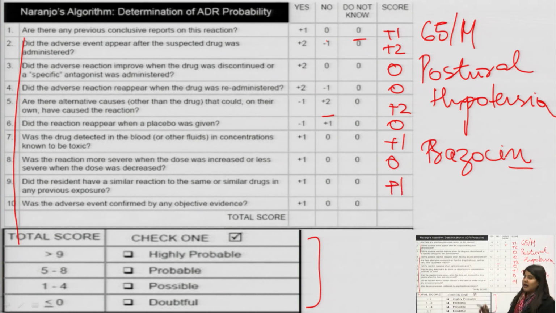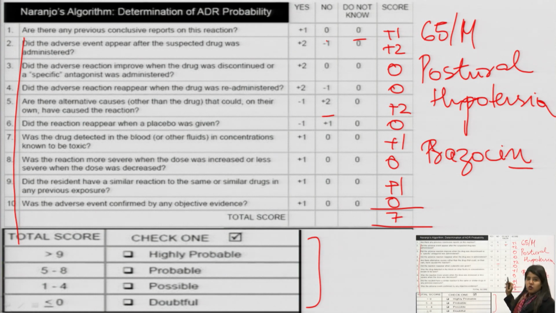Now moving on to the last question. Was the adverse event confirmed by any objective evidence? So I did not have any objective evidence, but I have this scale. So my answer is no, it was not. So my answer is 0. Now after answering all these 10 questions, what do I have to do? I have to do a total: 1, 2, 3, 4, 5, 6, 7. Now my score is 7.